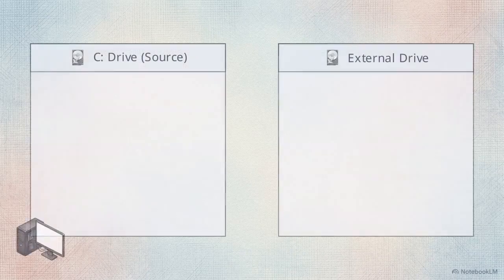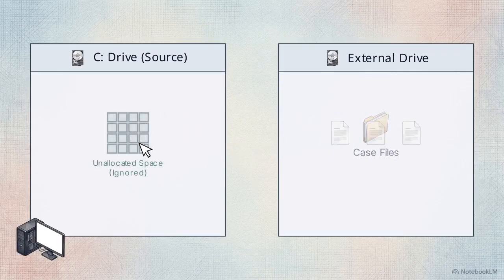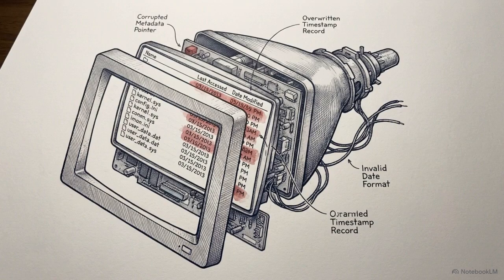Look at this standard graphical interface. When an operating system copies a file, it only grabs active, allocated files visible to the user. An operating system is the core software that manages all computer hardware and software resources. Executing this transfer immediately alters crucial metadata. The act of selecting and moving the file updates its access times on the source drive. Relying on standard IT copy methods overwrites timestamps and completely ignores hidden data, actively destroying the digital crime scene.